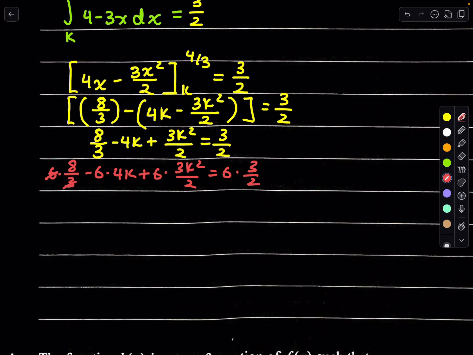And so how many 3's go into the 6? Twice. So that'll be 8 times 2, which is 16. What's negative 6 times 4k? It's 6, 12, 18, 24, so it'll be negative 24k. How many 2's go into the 6? It's 3 times, so 3 times 3 is 9k squared. How many 2's go into the 6? That's 3, so 3 times 3 is also 9.